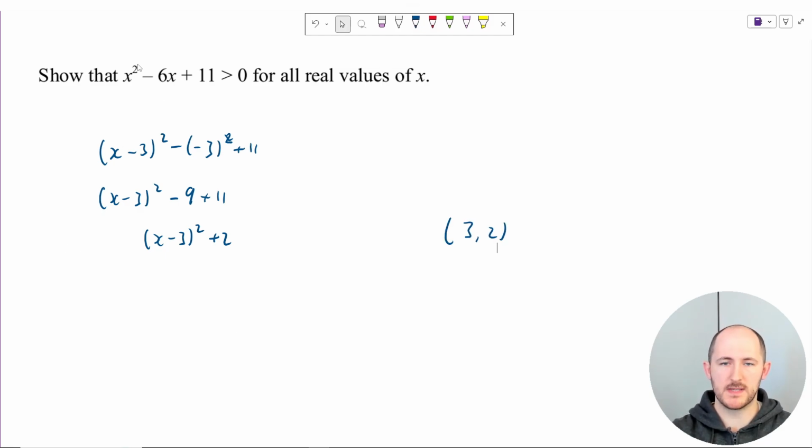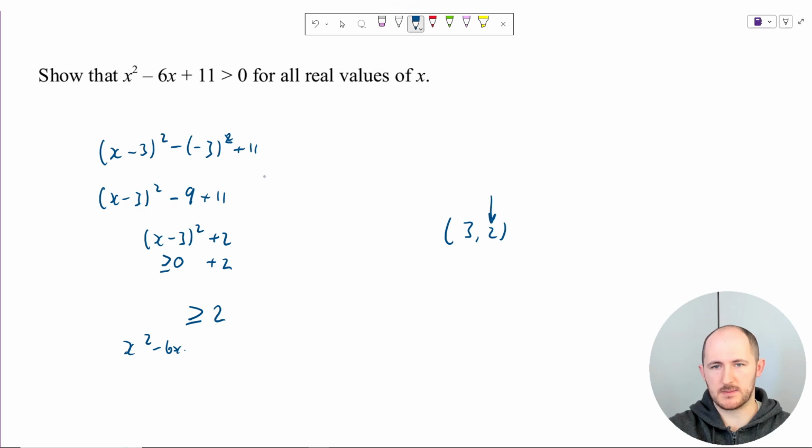Now, because this is a positive quadratic, this is the minimum point. If the minimum value of y is positive, that means the quadratic is always bigger than 0. In other words, it never ever crosses the x-axis. Or again, you can also say, this thing here is always bigger than or equal to 0, and then we're plussing 2, which means the overall quadratic is always bigger than or equal to 2, which means x squared minus 6x plus 11 is always bigger than 0 because it's actually always bigger than or equal to 2. So again, they might say, show that it's always positive, or show that there's no solutions, or they might say some other thing like that, and again, that's just completing the square.